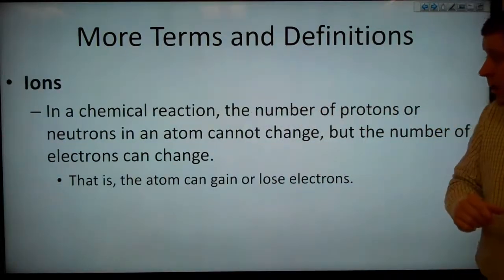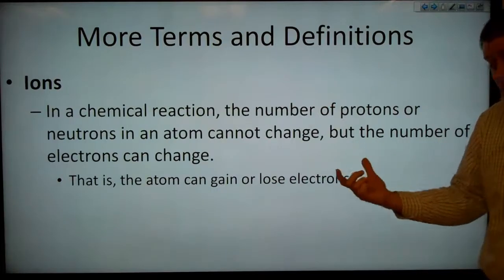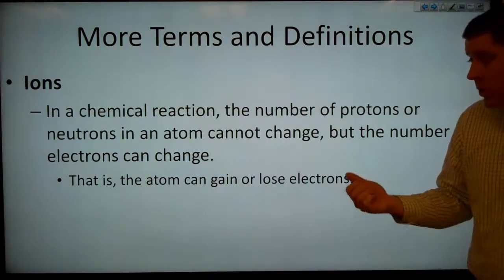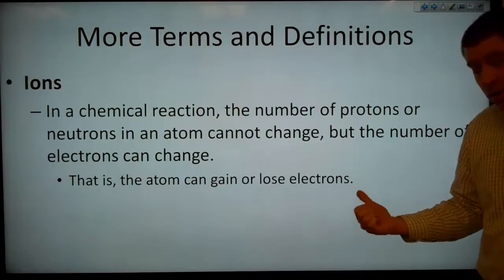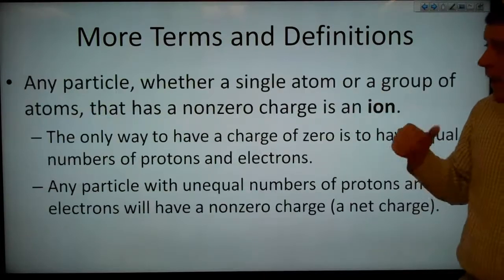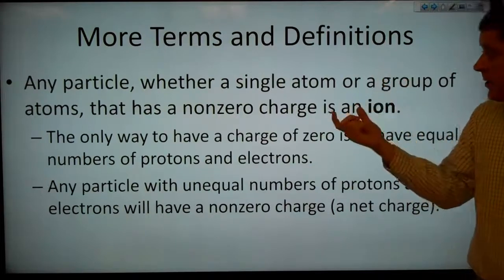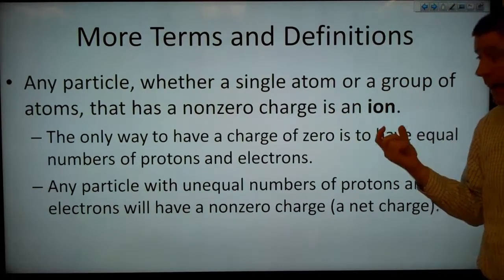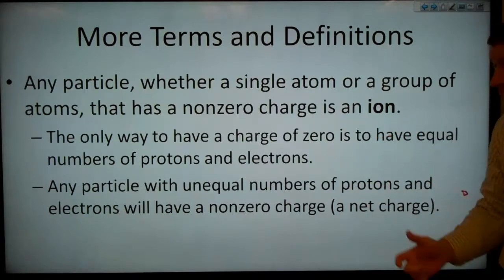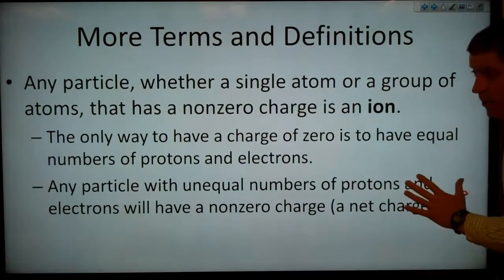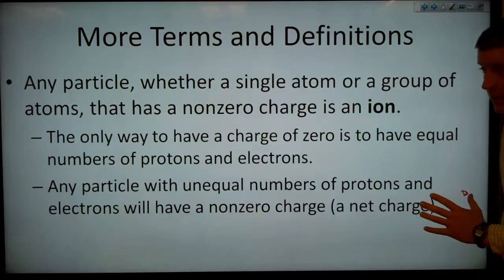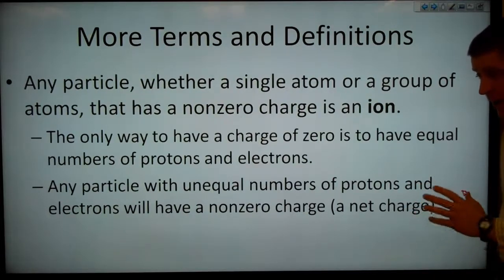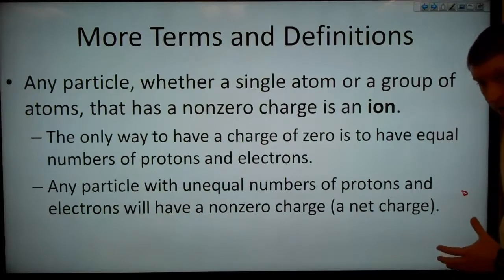In a chemical reaction, the number of protons or neutrons in an atom can't change, but the number of electrons can change, which means that the atom can gain or lose electrons. And any particle, whether a single atom or a group of atoms, that has a non-zero charge is called an ion. Now, the only way to have a charge of 0 is to have equal numbers of protons and electrons. And any particle with unequal numbers of protons and electrons will have a non-zero charge, a net charge.